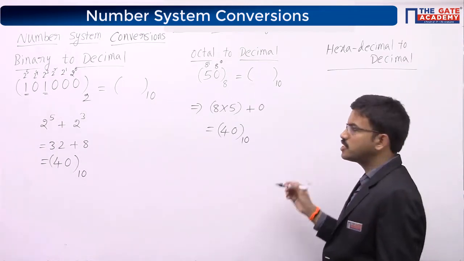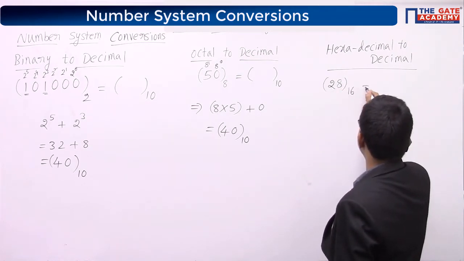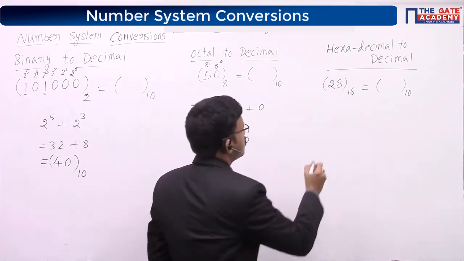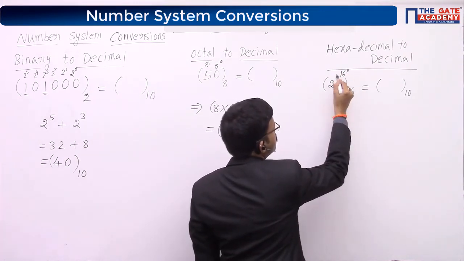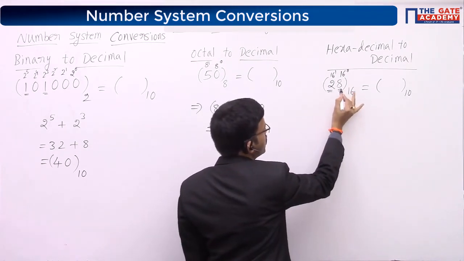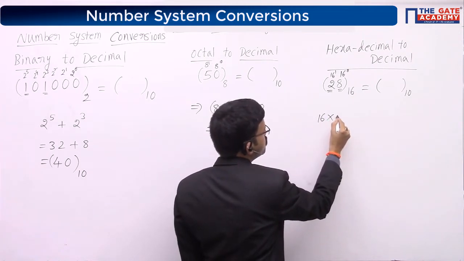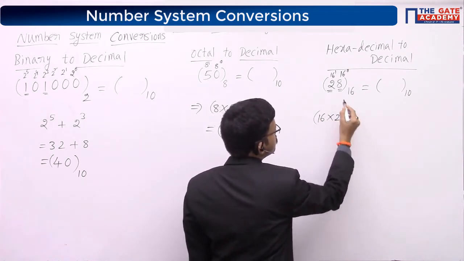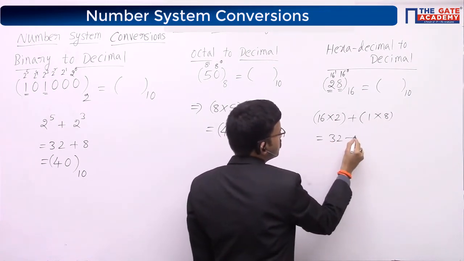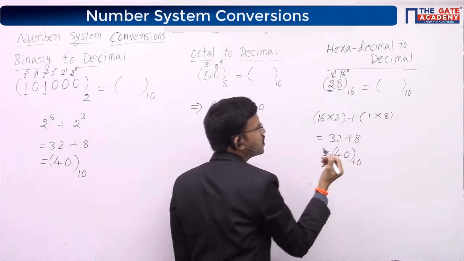Similarly, you can do hexadecimal to decimal. Next one is hexadecimal to decimal. Convert 28 base 16 into decimal. What is the number you are getting? See here positional weights are 16 power 0, 16 power 1. Right? Multiply each digit with respect to its positional weight and then add. 16 power 1 is nothing but 16 into 2 plus 16 power 0 is 1, 1 into 8. So 32 plus 8, that is nothing but 40. So this is the decimal number, 40 base 10.